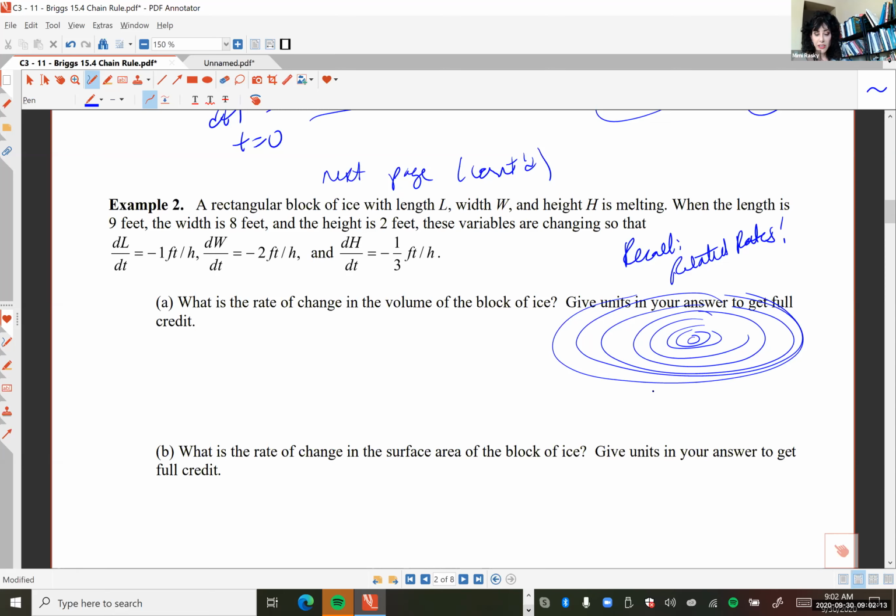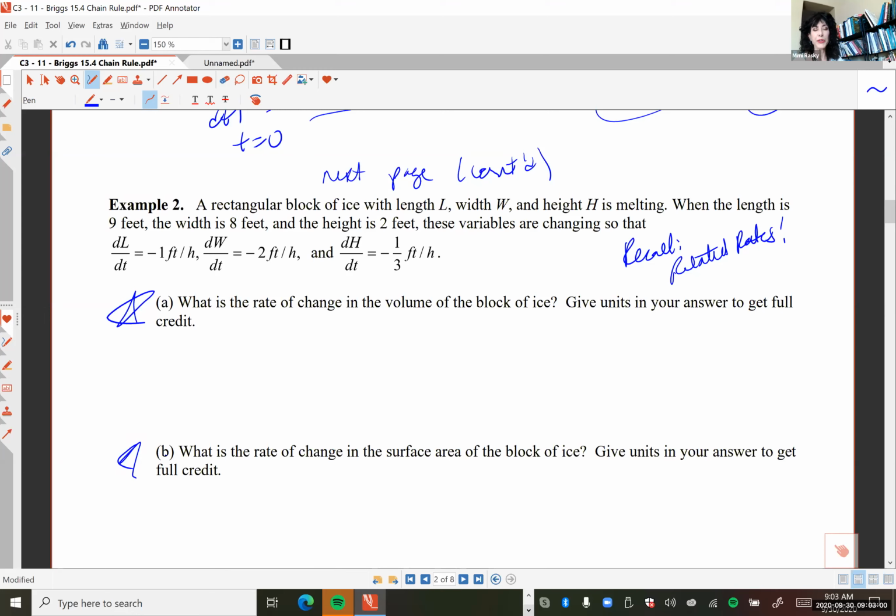And here we go. This is a 2-part problem, mainly because about 5 years ago, I only used to do part A in my lecture, and then I would give part B on an exam. And then I got a lot of tears, like, oh, I don't know how to do surface area of a rectangular box. These people couldn't even do it. So I'm going to do it for you, just in case you see it on a quiz or exam. So here you go.